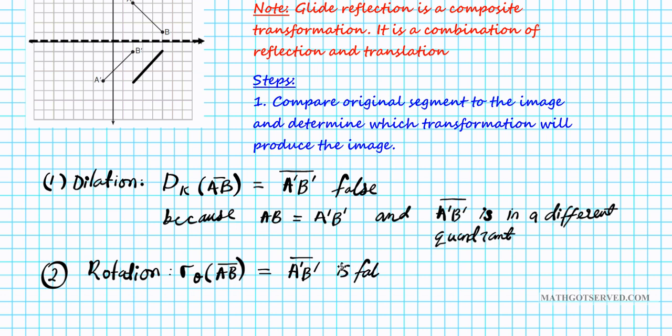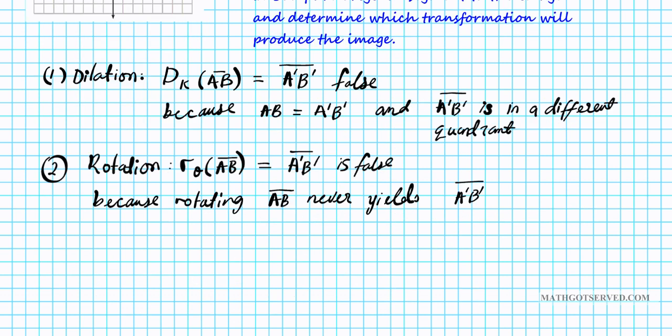Why? Because rotating segment AB never yields A prime B prime, okay? So no matter how you rotate it, you're never ever going to get the image, segment A prime B prime, because it's not a rotation transformation. All right?